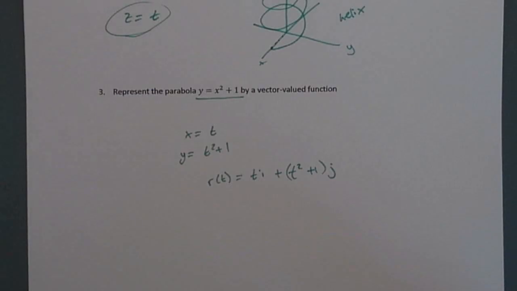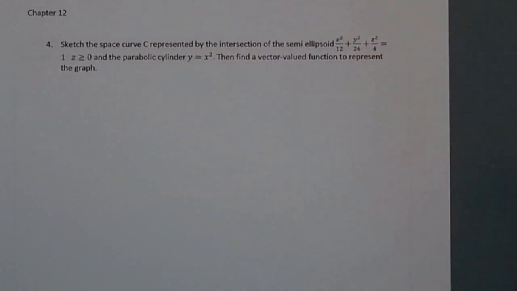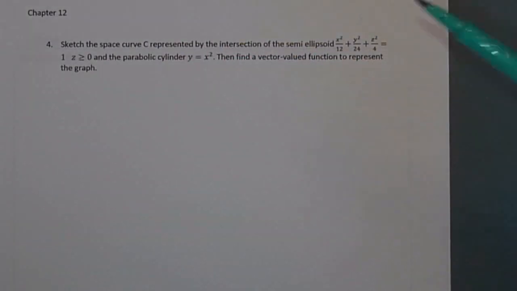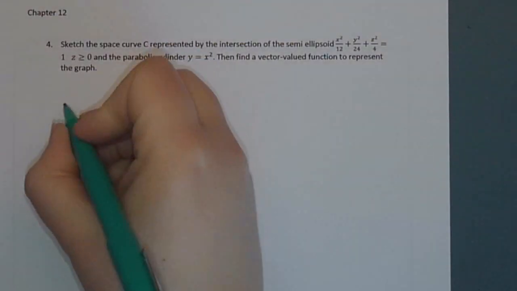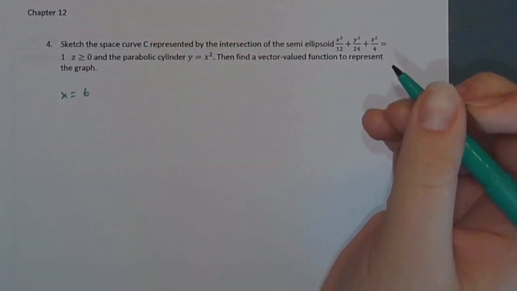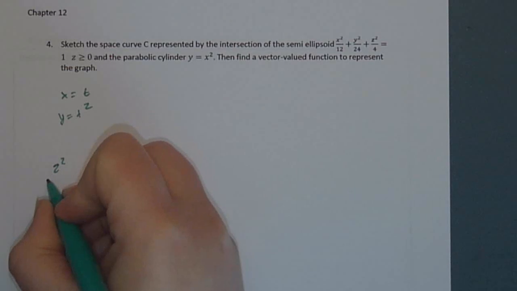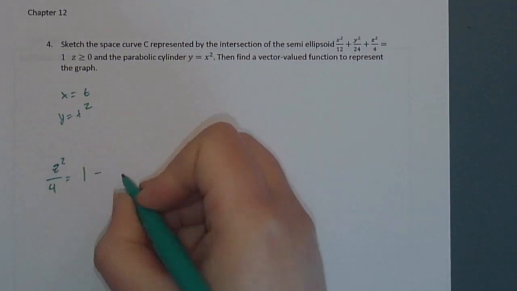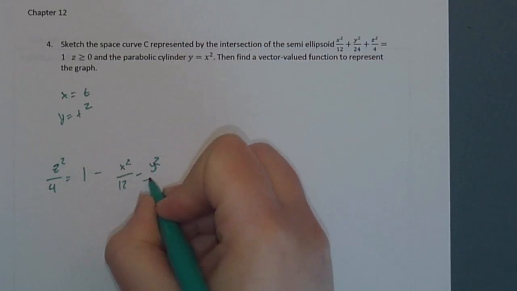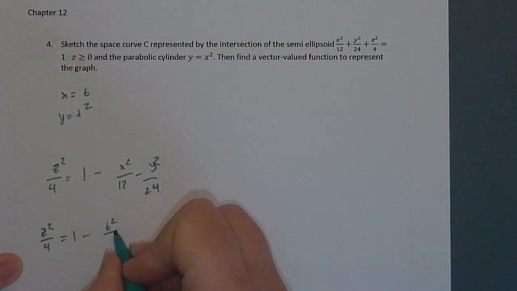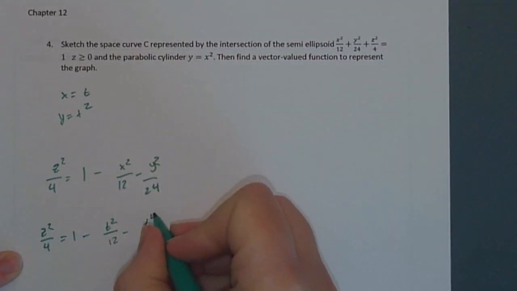Alright, and number 4. We want to sketch the space curve C represented by the intersection of a semi-ellipsoid and the parabolic cylinder, then find the vector-valued function to represent the graph. Alright, so I'm going to let x be equal to t and y be equal to t squared. So then z squared over 4 would be equal to 1 minus x squared over 12 minus y squared over 24. If I plug in my t values, x was just t, so that's t squared. Y squared is t squared, so I end up with t to the 4th.